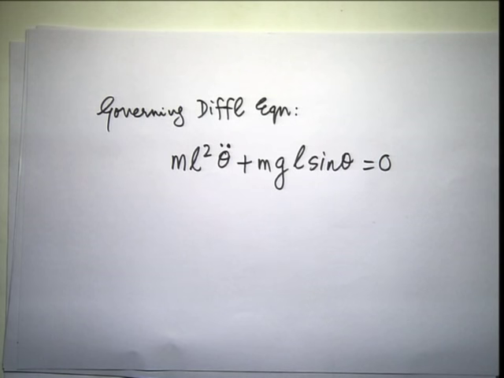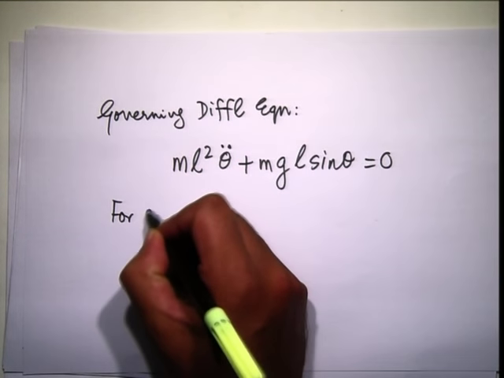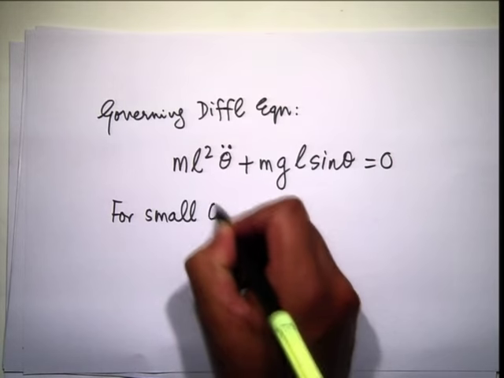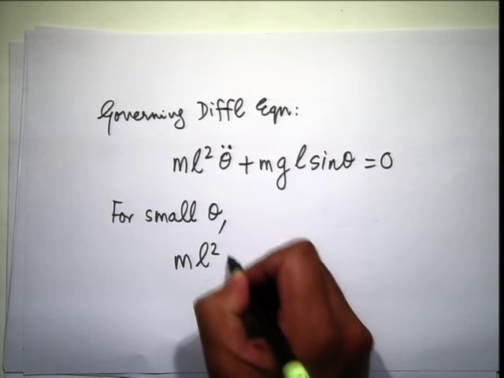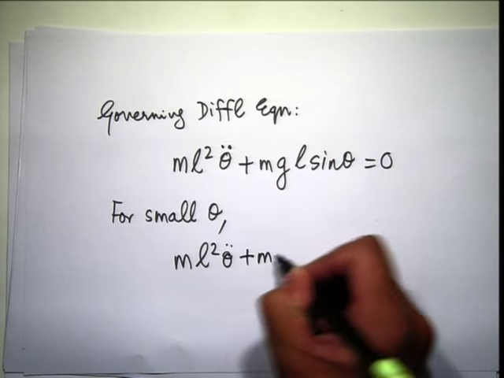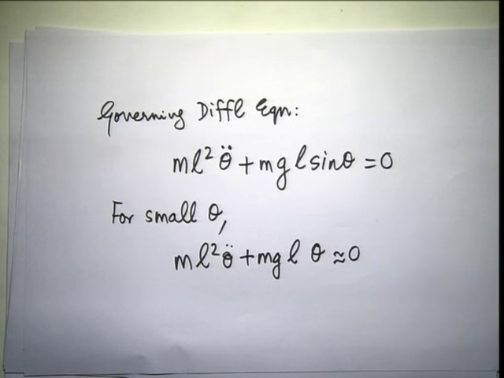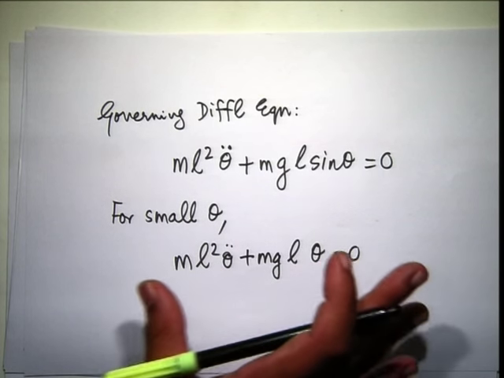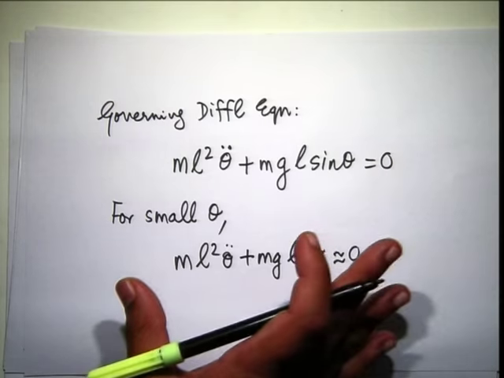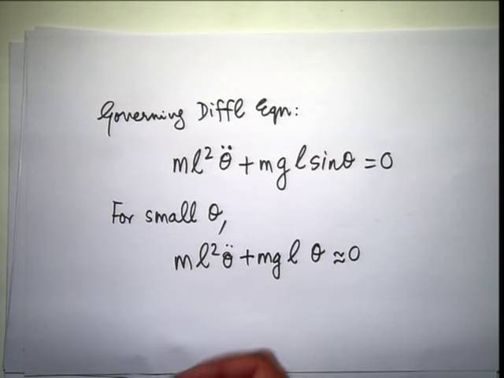So we are going to find a theta which solves this. Somebody mentioned that for small theta, the governing differential equation behaves like this. We make the approximation that sine theta is approximately equal to theta for small theta. So if your displacements are small, then you can assume that this governing equation describes the behavior of the pendulum. That's the statement we are making.